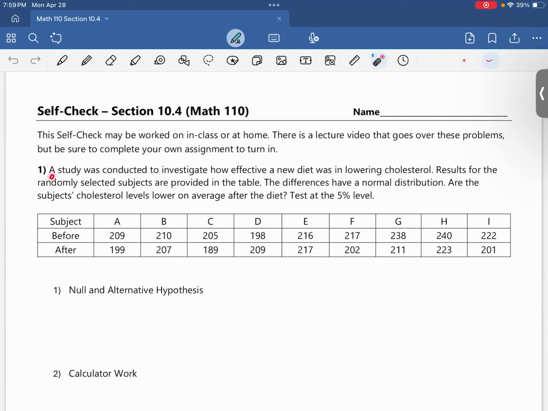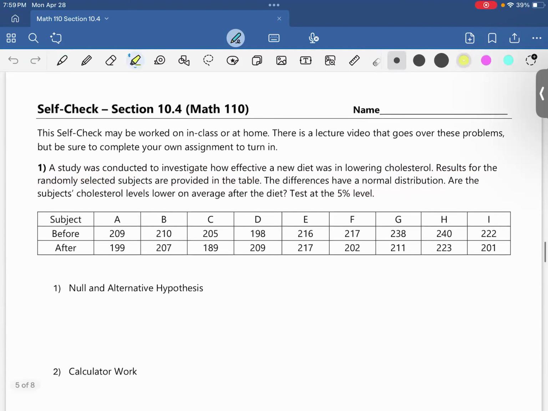So number one states a study was conducted to investigate how effective a new diet was in lowering cholesterol. Results for the randomly selected subjects are provided in the table. The differences have a normal distribution. And so here's an important question. Are these subjects' cholesterol levels lower on average after the diet? And we have a 5% significance level, so alpha is 0.05.